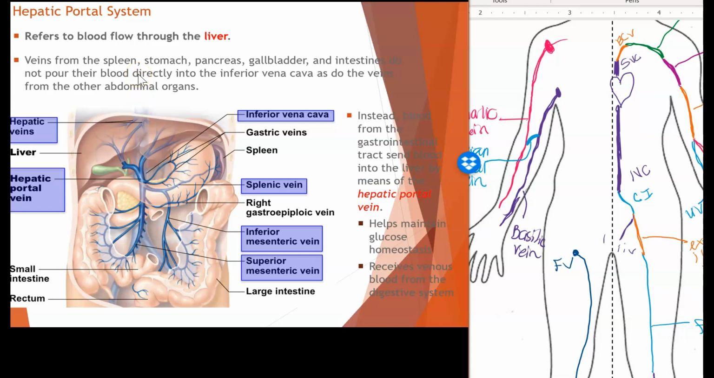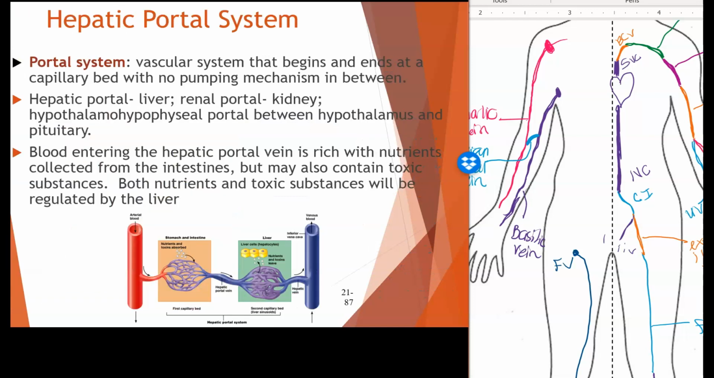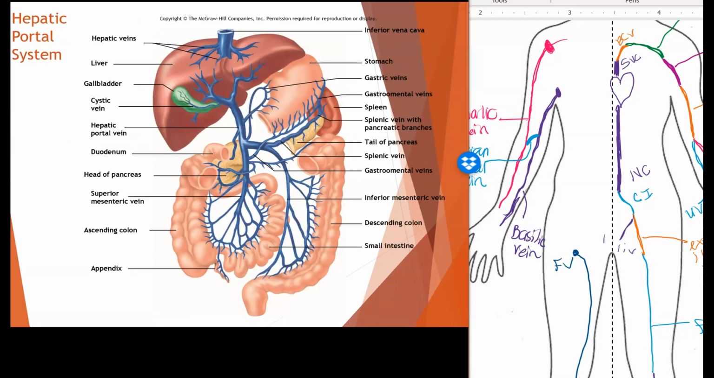heart. Now this is going to help to maintain glucose homeostasis because we can store glucose as glycogen in the liver, and we can get that venous blood from our digestive system. All right, I think that is all we need to mention here about our hepatic portal system.